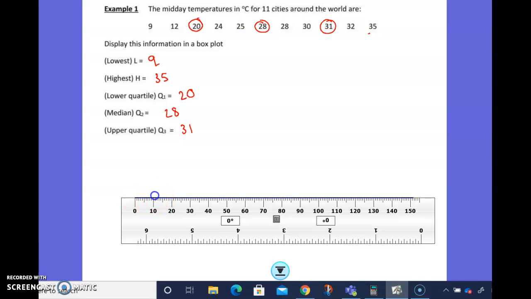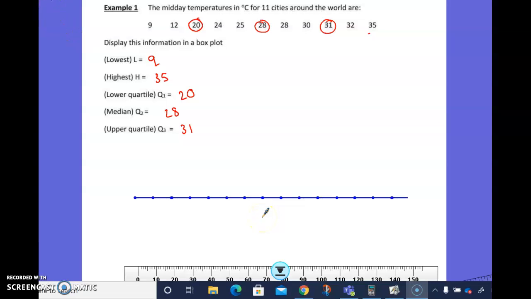See if I can fit this on. Oh, it's not going to let me do this. I don't know how to do this. I can get a dot. Oh, there we go. Do you know what? I'll pause this.